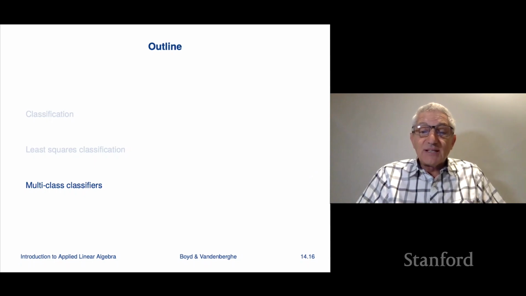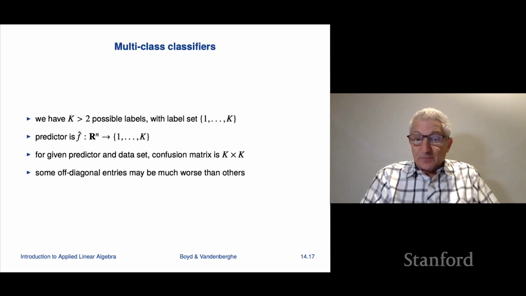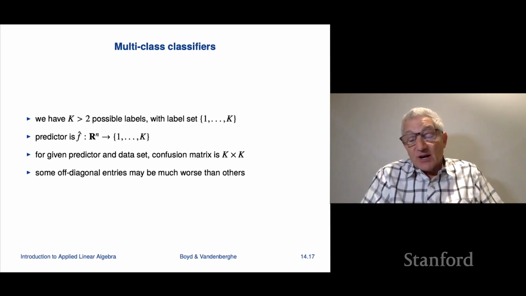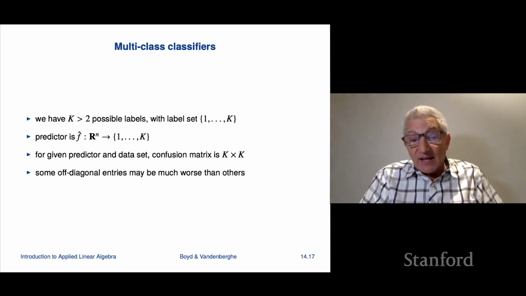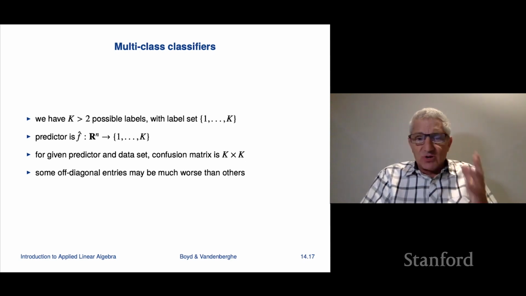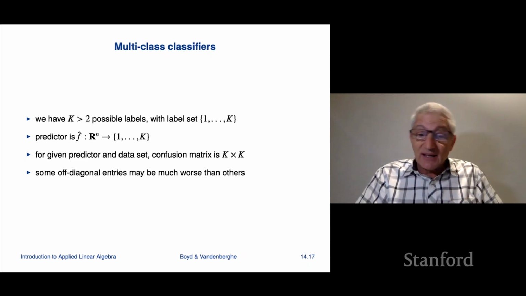Our next topic is multiclass classifiers. So this refers to the situation where the labels, which are the possible values of your outcome, y, instead of just having two values, can have k values, where k is bigger than 2. And those are called either the labels or, I think sometimes in statistics, levels. So you'd say k levels.